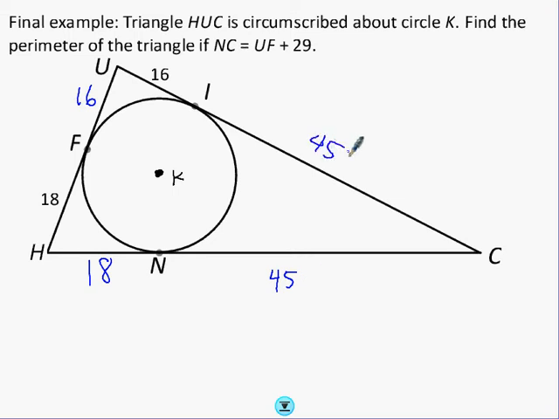They said find the perimeter of the triangle. Just add up 45 plus 16 plus 16 plus 18 plus 18 plus 45. I don't even know what that is, but just add them up.